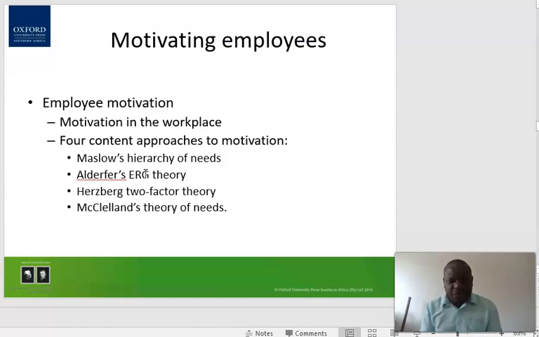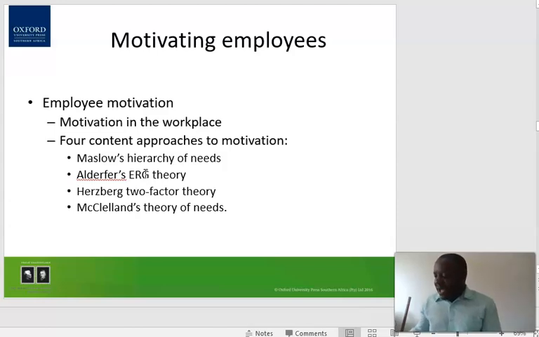Then there is also McClelland. There are other factors that you also need to look at from Herzberg. He's the one who also came up with the idea that there is what is known as external motivation and internal motivation. Internal motivation and external motivation. So you also need to look at that.